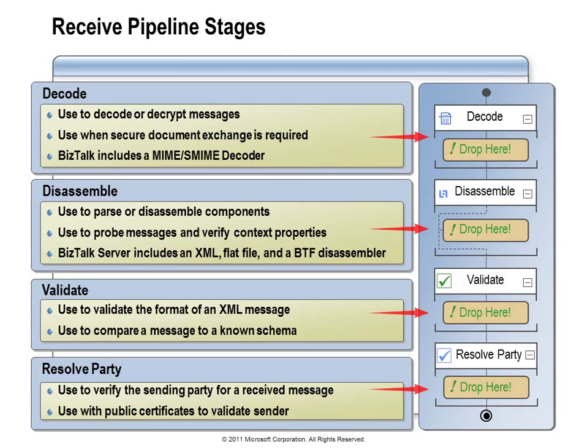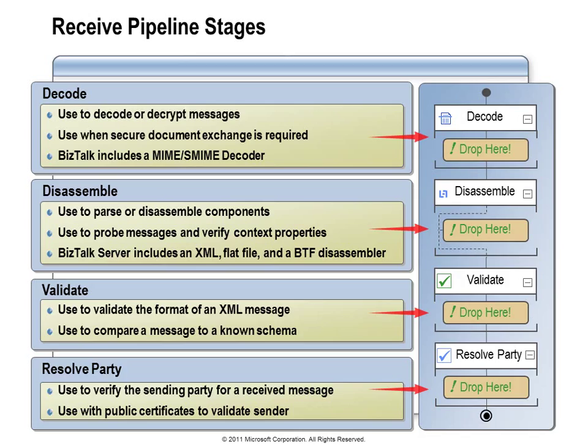The way that works is that a pipeline component that can run in the disassemble stage implements an interface named IProbeMessage. And then the BizTalk pipeline manager, which governs this whole process, will use that interface to pass a reference to the message to the first component in line. And that component will have a chance to start examining that message and determine whether or not it can process it. As soon as it reads in enough of the message to make a decision, it returns either true or false back to the pipeline manager.